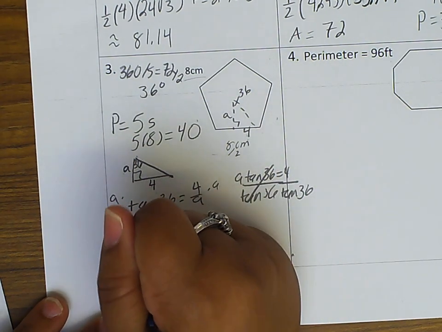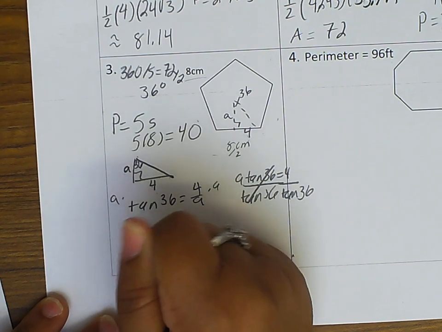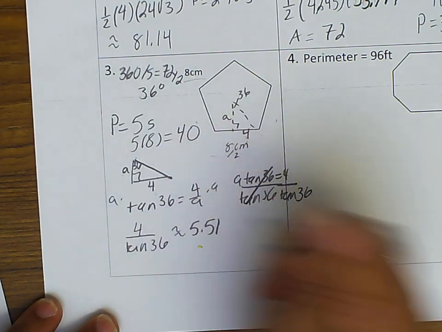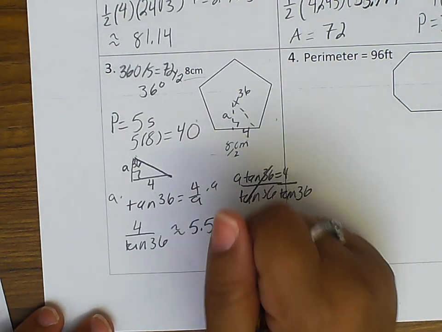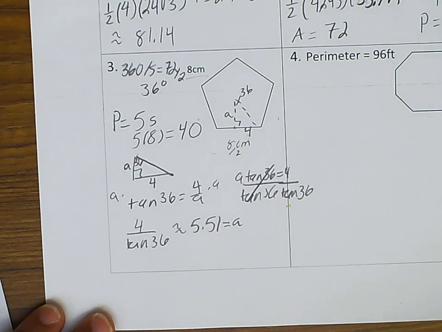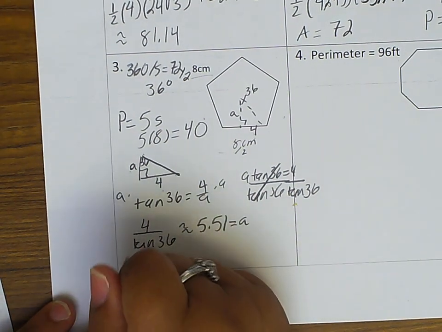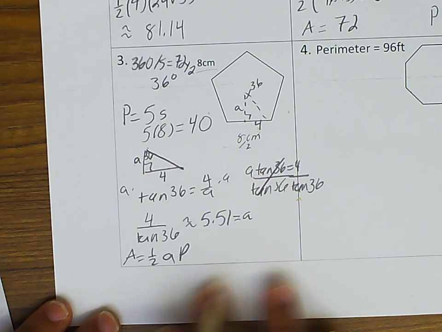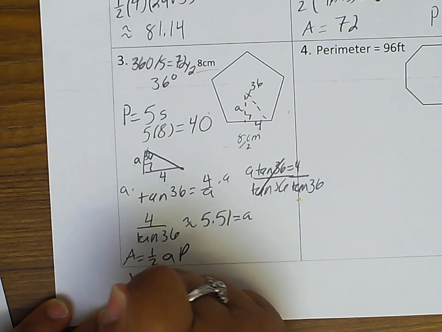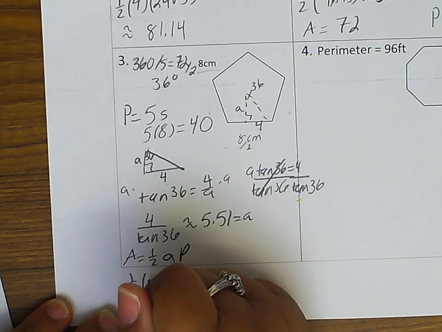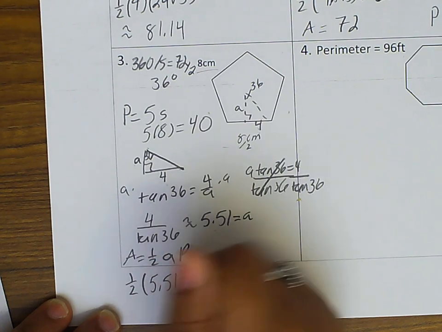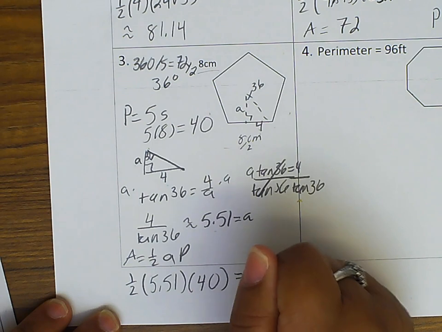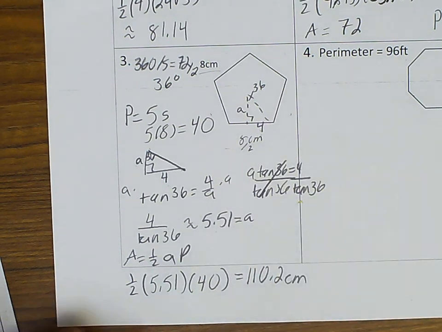Okay, so I'll write a little neater. 4 divided by tan 36, and that turns out to be, I think, about 5.51. I'm going to go to 2 decimal places this time. So this is the same thing as my A. Now let me write the formula again. All right, so we have everything we need. We're going to do 1/2. You're going to take your apothem, which is about 5.51, and your perimeter, in this case 40. Put it all in the calculator, and it turns out to be about 110.2. And this time you can put centimeters because it gives you the units.